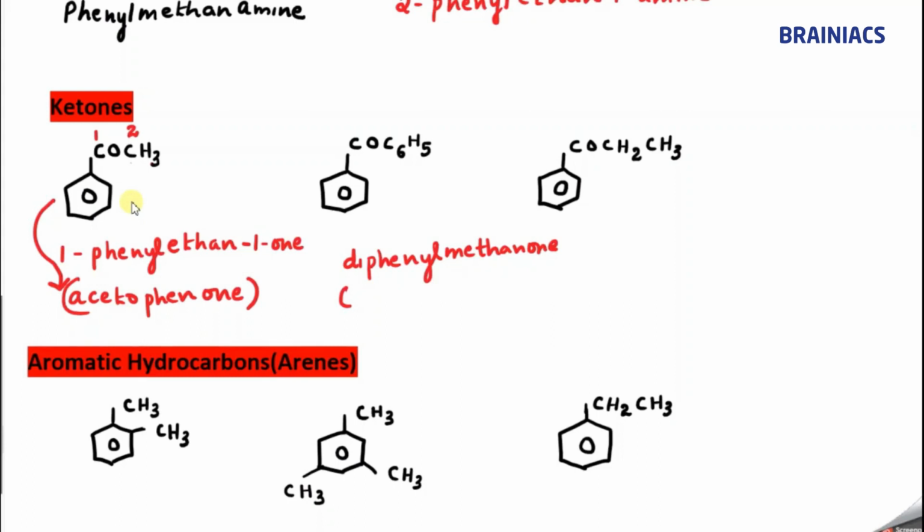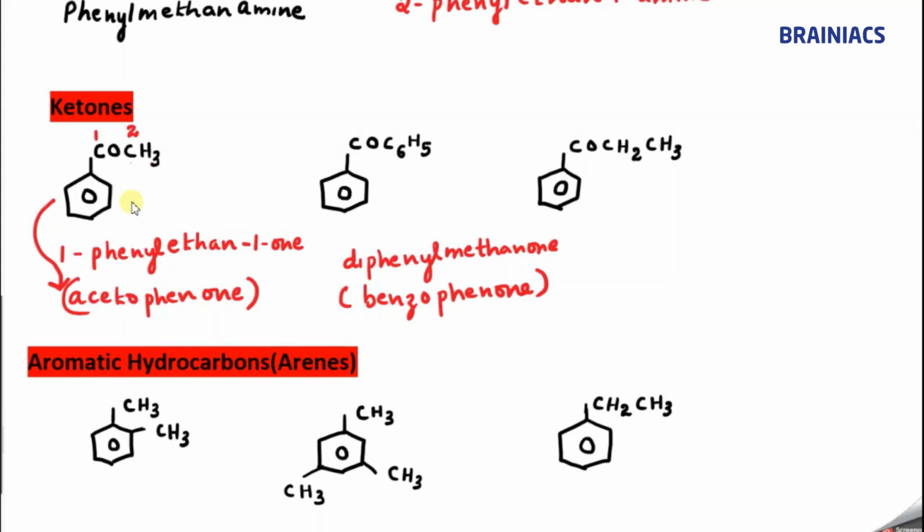Okay, what is the common name of this compound? That is also very famous. Benzo. Here C6H5, we use the term benzo. Here phenyl. So both are correct. Benzophenone. The common name of this compound, benzophenone.